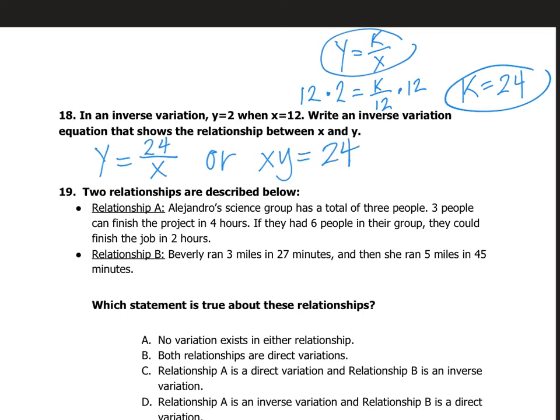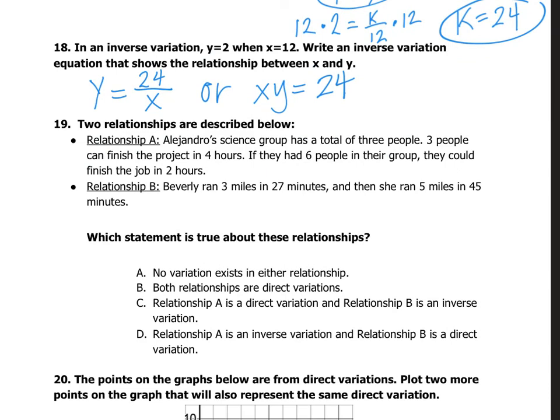Okay, either way works. Okay, so now we are working with number 19. Number 19 asks, two relationships are described below. Relationship A, Alejandro's science project has a total of 3 people. 3 people can finish the project in 4 hours. If they had 6 people in their group, they could finish the project in 2 hours.